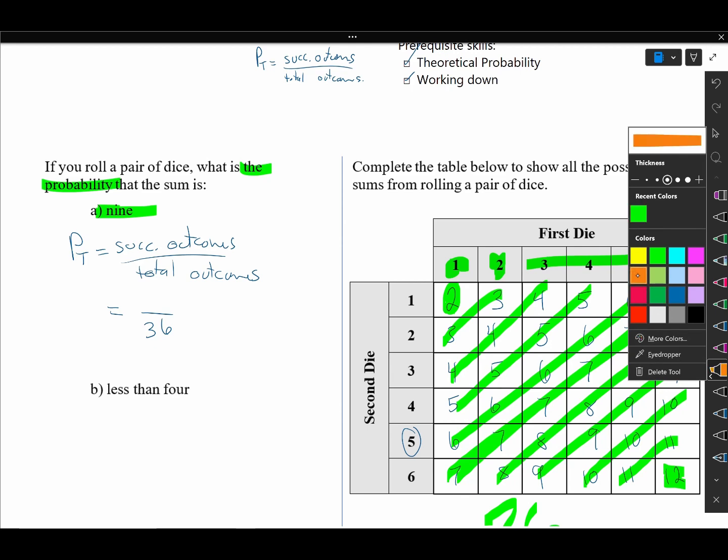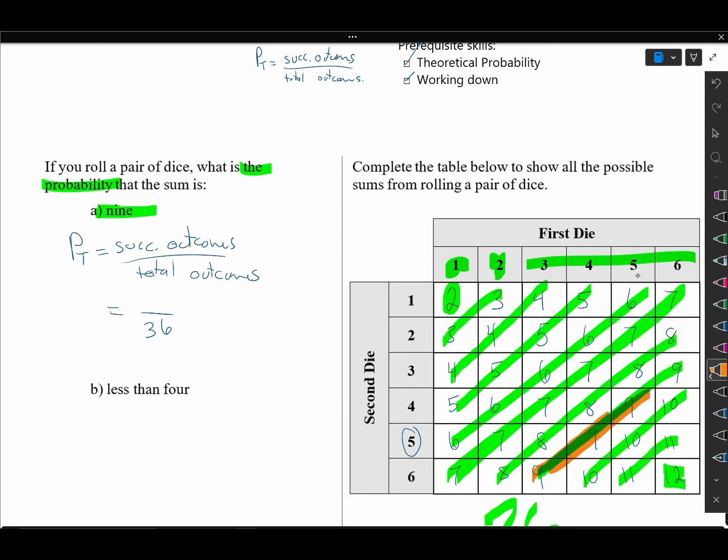Well, we can take a nice look right here. Luckily, we've already highlighted them for us. Looks like there are 4 different ways to roll a 9 right here. That is from a 3 and a 6, from a 4 and a 5, from a 5 and a 4, and then a 6 and a 3.